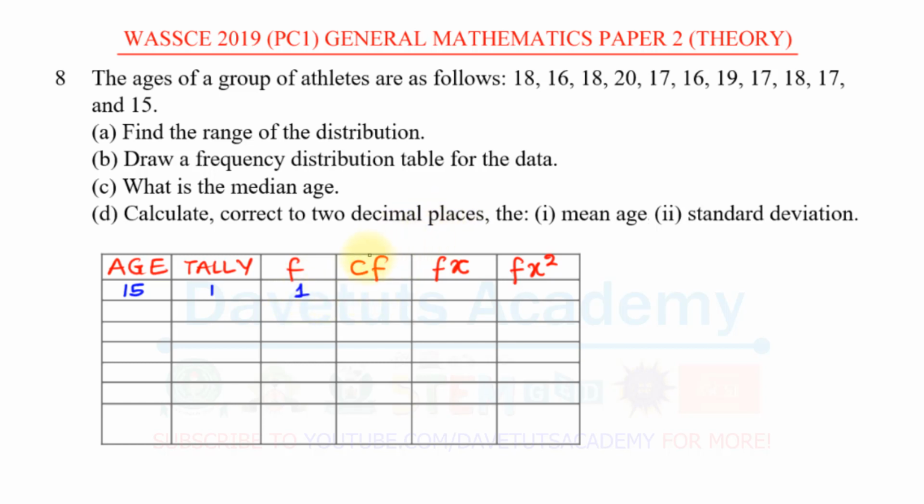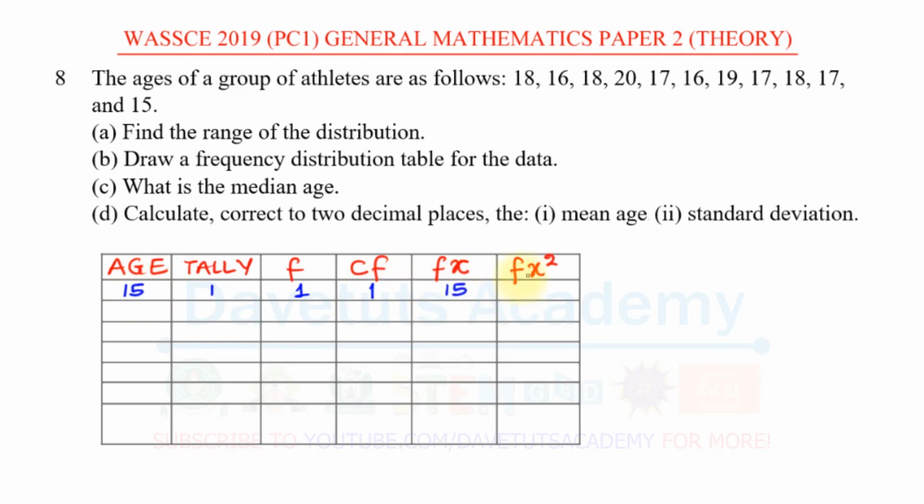Okay. The cumulative frequency will be the addition of subsequent frequencies that we are going to have. This is the first one, so CF is still 1. Fx will be the frequency multiplied by the data, which is age in this particular case. That's 15. So 15 times 1, here it is 15.